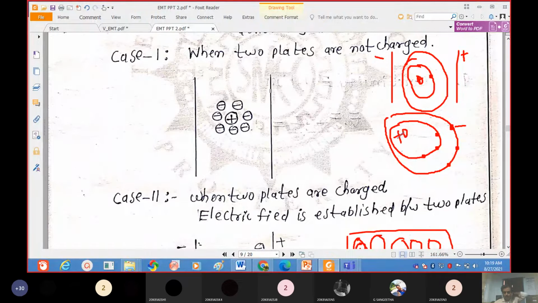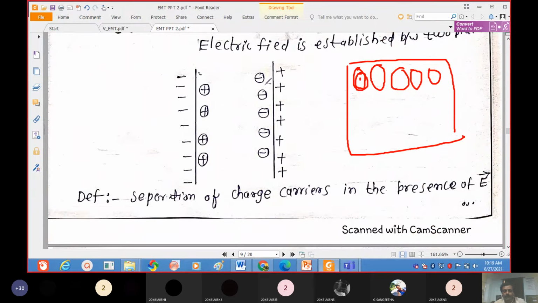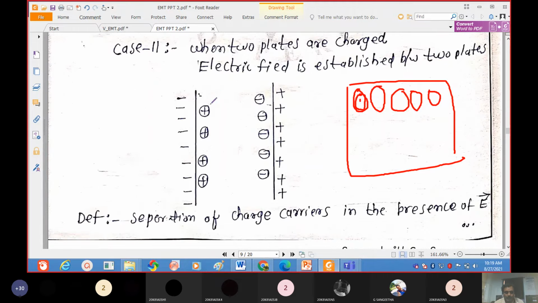Inside the material there are so many atoms. Because of that, all positive charges accumulate on this side and all negative charges on this side after applying the electric field, or potential difference, between the two plates. An electric field is developed inside the material. The positive nucleus is attracted towards the negative plate, and the electrons, having negative charge, are attracted towards the positive plate. That's why all the negative charges accumulate on this side.